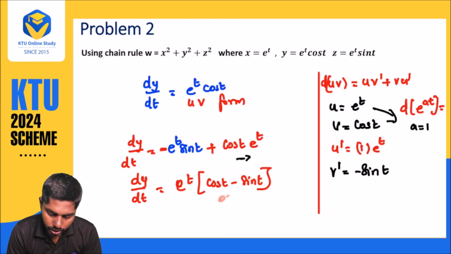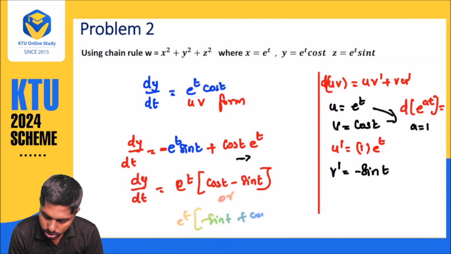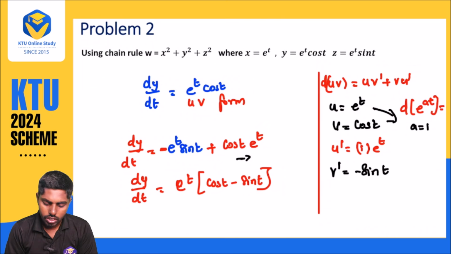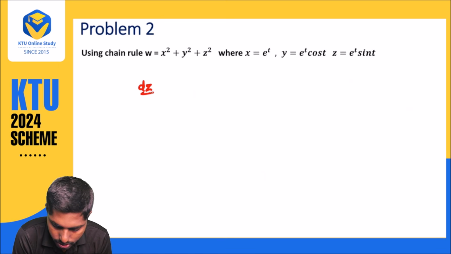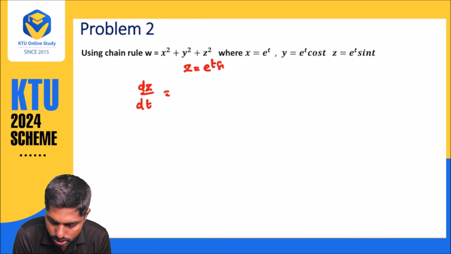Or you can also write it this way, e power of t into minus sin t plus cos t. This is also how you can write it. Okay. Now what we want to identify? We also want to identify dz by dt. So what is z? z is equal to e^t sin t.